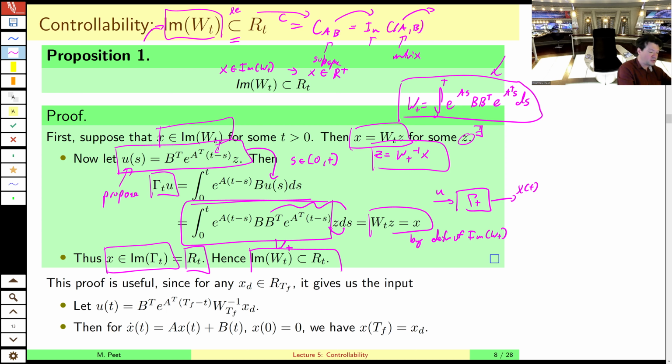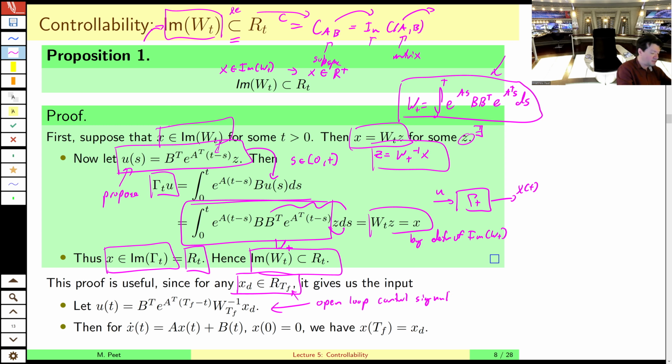And hence, we conclude that if you're in the image of this finite time controllability Grammian, you are reachable. Now, why did I bother proving this? Well, A, it's short. And B, it gives us a very useful piece of information, which says that if you have a desired state you want to reach in finite time, say at TF, it gives us the explicit input signal. It's an open loop control signal. I emphasize open loop just so you don't think it's closed loop, which will drive the system to that state.